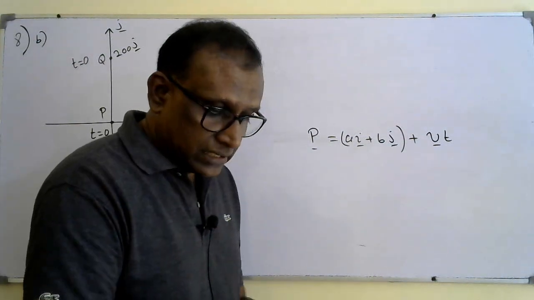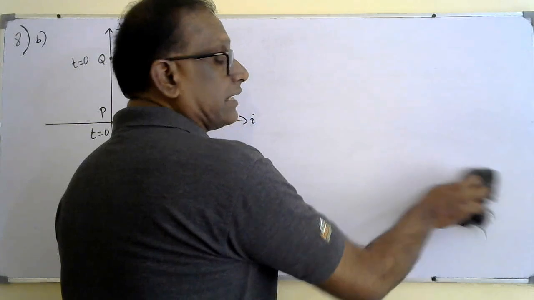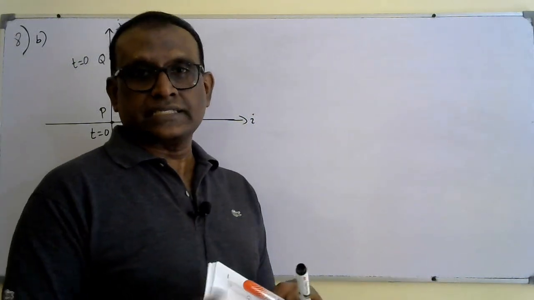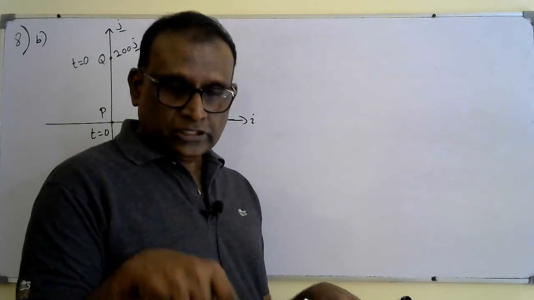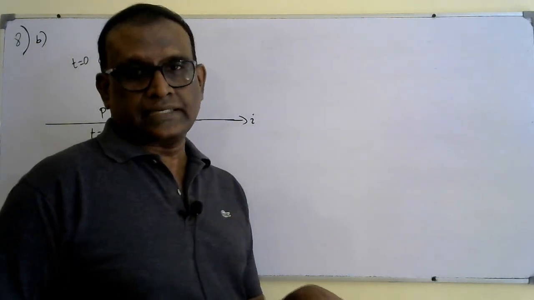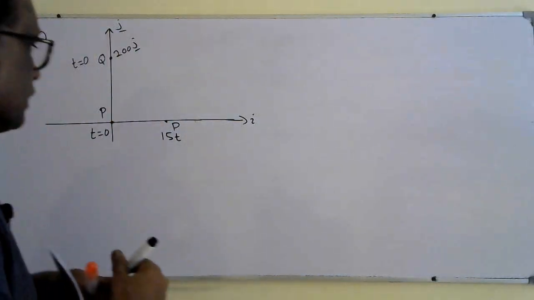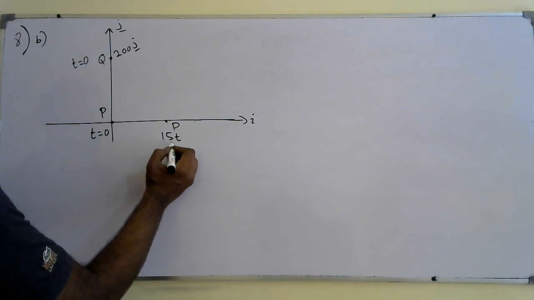See the explanation I gave in the October 2023 paper before discussing question 4. See the description of this video. I'll give the link for that paper discussion. There I explain all about these vectors. Okay, so this is the position vector of P at time t.